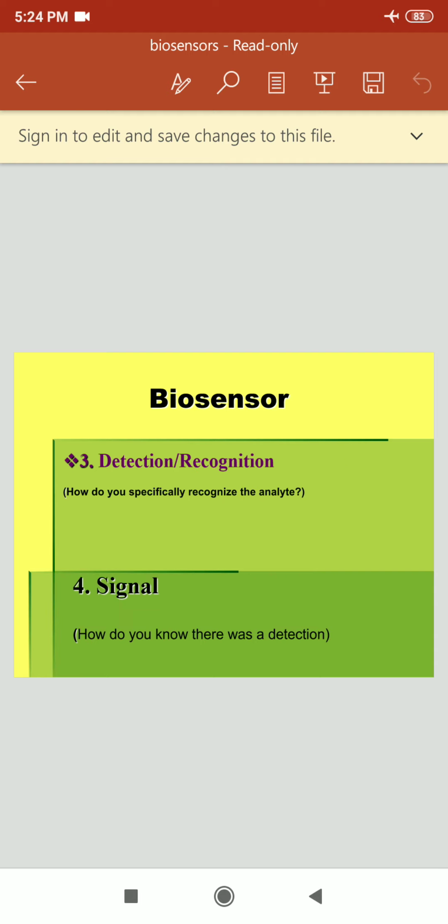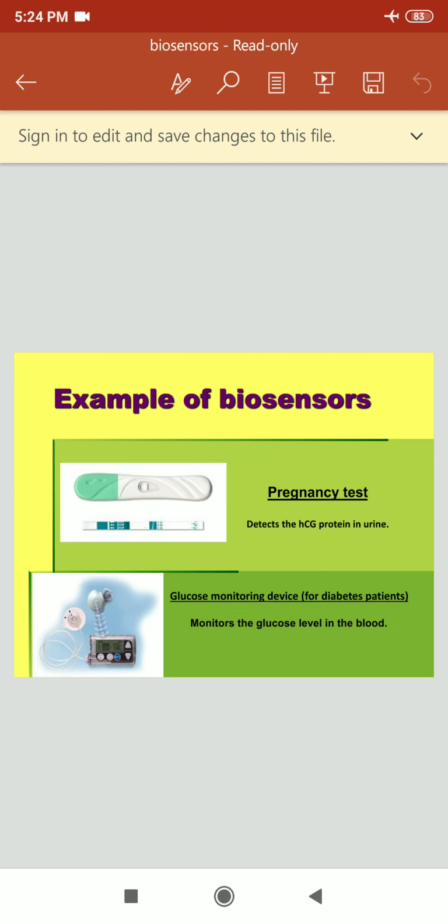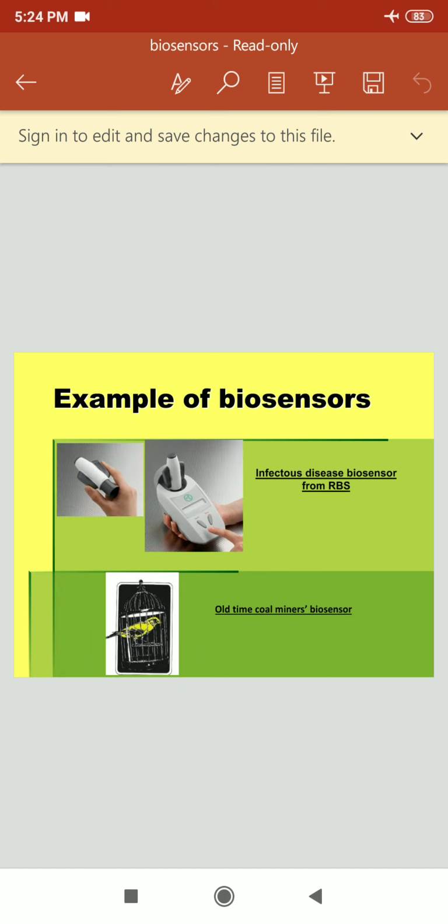Next step is detection and recognition. The analytes are detected and recognized by the transducer. Next is signal: after detection, the signal is generated. An example of a biosensor is the pregnancy test, which detects the HCG protein in the urine of females. Next, diabetes patients use a glucose monitoring device to monitor glucose level. Another example is the infectious disease biosensor from the RBS. Coal miners' biosensors are also there.